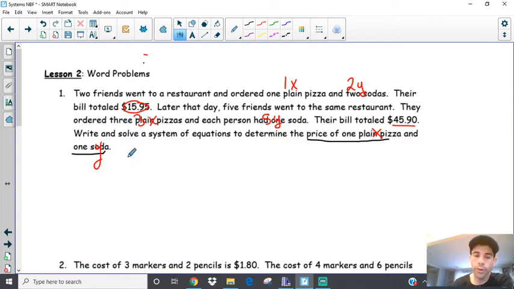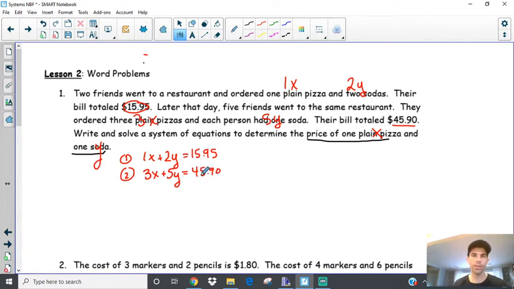So from what we're doing, we have 2 equations. The first equation would say that 1 pizza times its cost plus 2 sodas times its cost is going to total $15.95. So that's where our first equation comes from. Then for the second one, for when the 5 friends went, they ordered 3 pizzas, they ordered 5 sodas, and that came to $45.90. So right here we have our system of equations.